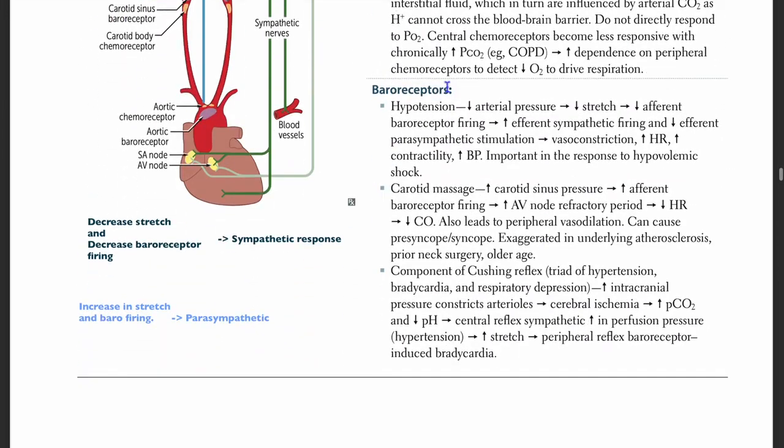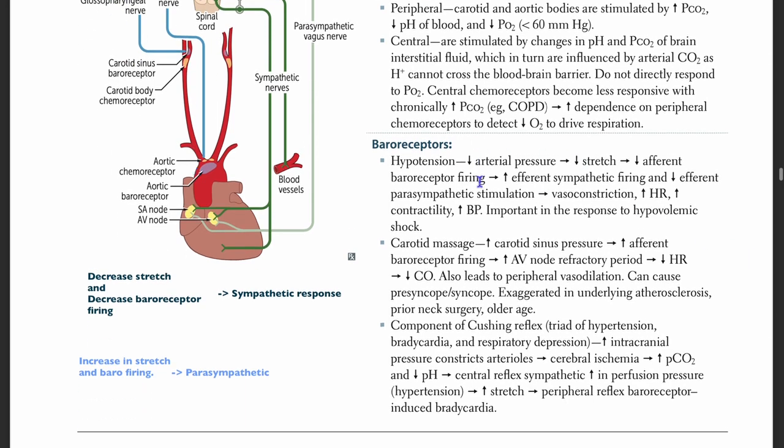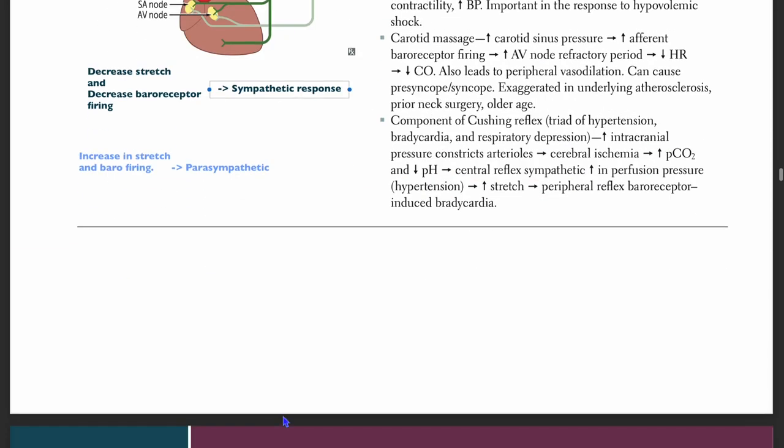If this gets complicated, go back to this mantra. Decrease in stretch and decrease in baroreceptor firing, sympathetic response. Increase in stretch and baroreceptor firing, that's parasympathetic. Because you'll remember whether this is going to be stretched or not, but you might not remember whether baroreceptors fire during stretch or decrease firing when stretch decreases. So just remember this whole thing: increase in stretch and baroreceptor firing causes parasympathetic, decrease in stretch and baroreceptor firing causes sympathetic.